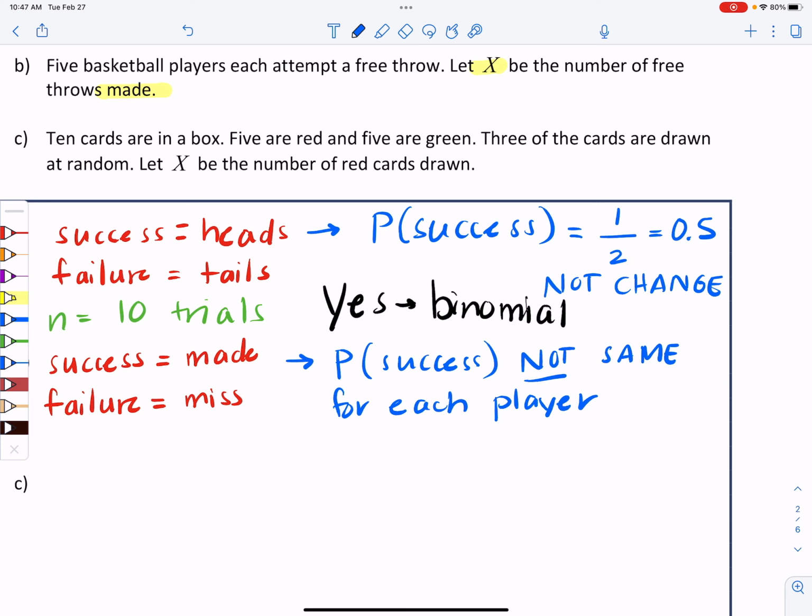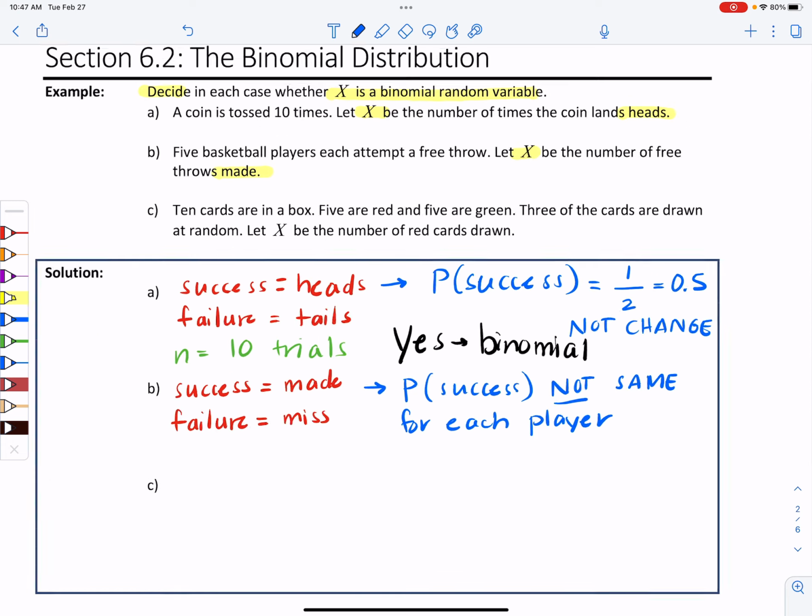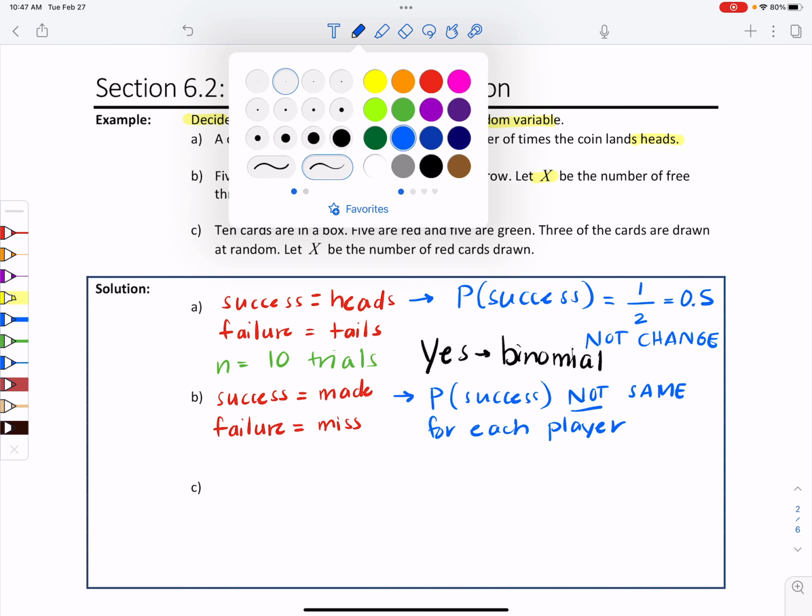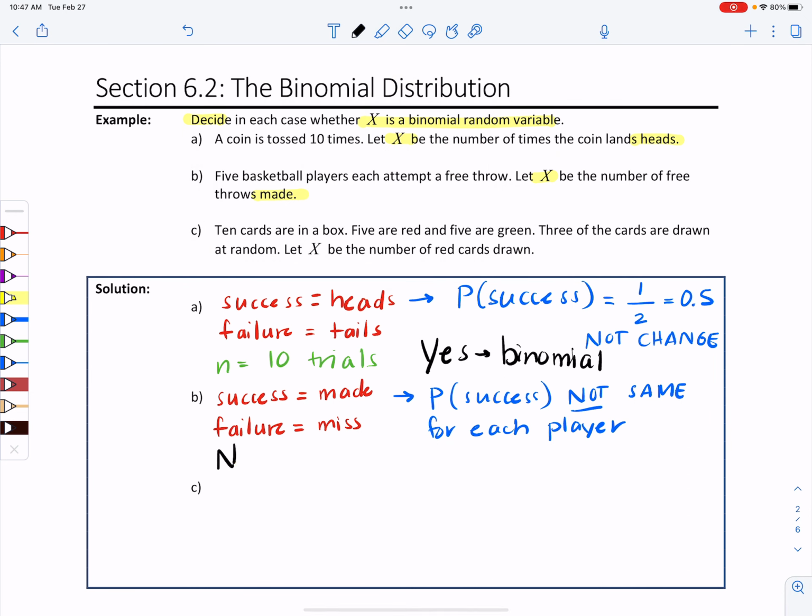Because that probability of success is different for each player, I don't need to go any further. I'm going to stop right there and I'm going to say this is not binomial. And my reason is what I just said. The probability of success is not the same for every player.